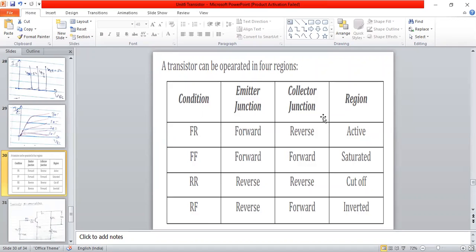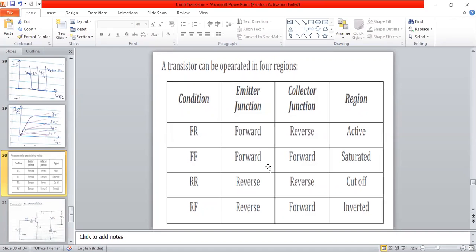Have you seen emitter reverse and collector forward in any of the circuits? No, this is inverted, don't consider that one. But here the emitter is forward and the collector junction is reverse. In all these conditions we have applied this one. Yes or no? Yes, sir. So we will get the active region, the operation will be active here.